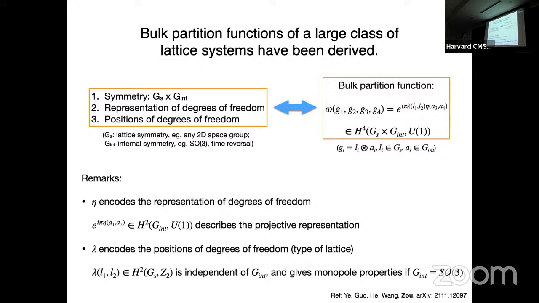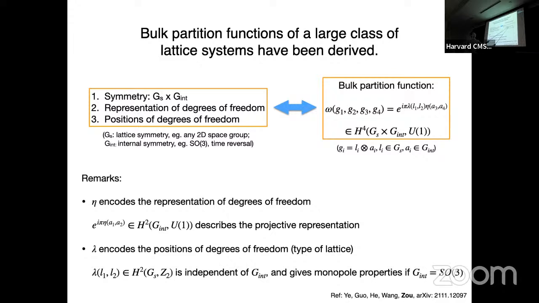So suppose I specify these pieces of information of the system. And then I ask, what is the bulk partition function? Or in Jovan's language, what is the term? And the term is here. So the term can be written as a function that takes four group elements in my symmetry group to a U(1) number. Here, g1, g2, g3 are group elements of my symmetry group.